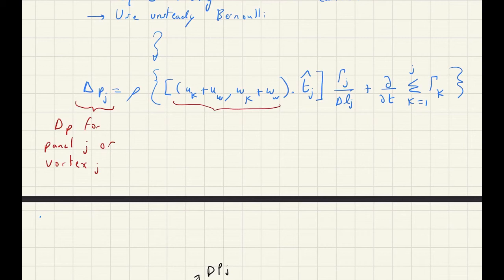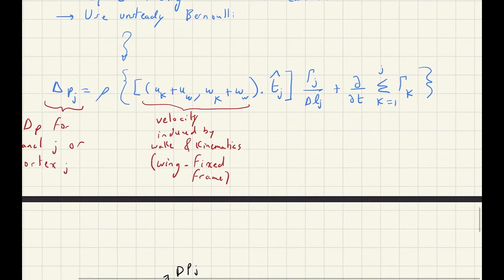Again, here this is the velocity induced by wake and kinematics. And let me make sure to say that this is in the wing fixed frame. So this bit of math is done in the wing fixed frame, and then later on we will transpose it or project it onto the inertial frame to find the lift force.